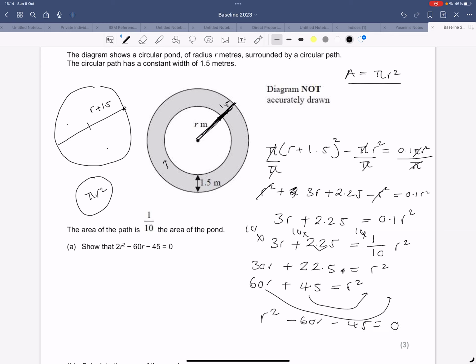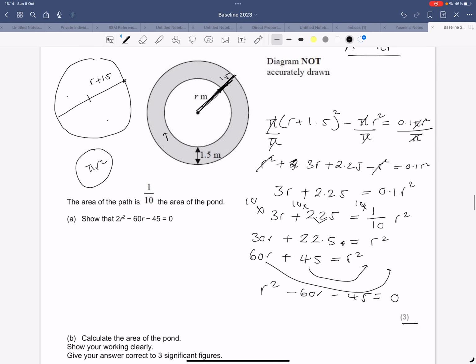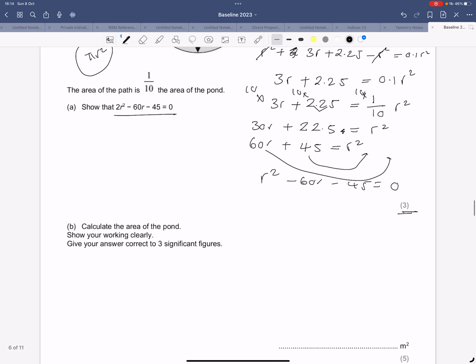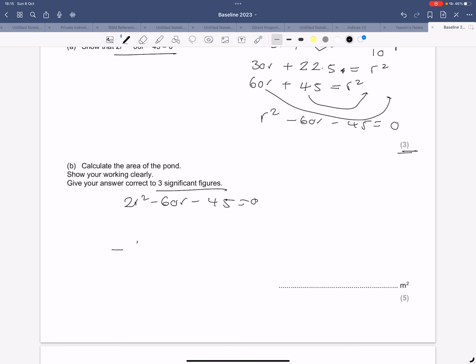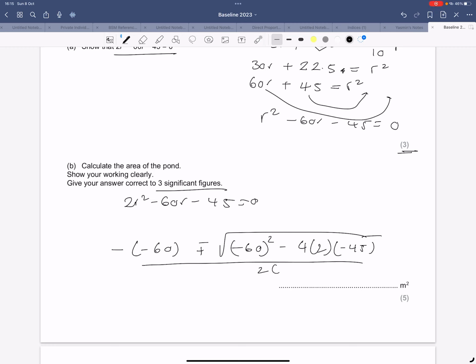So again, this question, it seems hard, but you don't even need to, okay, in the exam, worst case scenario, you can't do this. The formula is there given to you. Okay, so let's now solve for r squared minus 60r minus 45 equals 0. It says 3SF, so we must use the quadratic formula. So minus, open bracket, minus 60 plus or minus root of minus 60 all squared minus 4 times 2 times negative 45 all over 2 times 2.